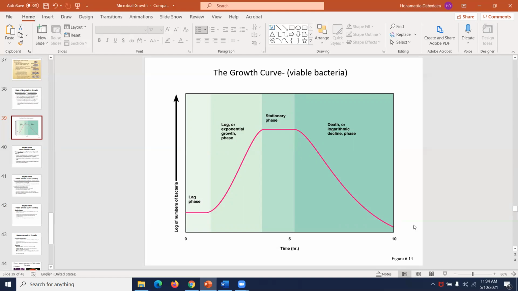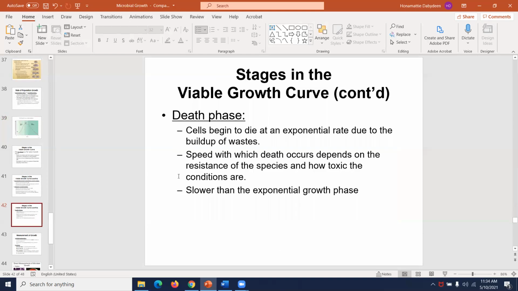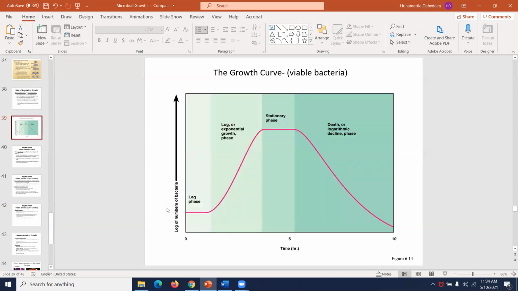Notice that not all of them die. It just turns out that some organisms in the death phase, some that can produce survival mechanisms, will try to evade these very unfavorable conditions, maybe by producing spores or something like that. And then when things improve again, they will start to multiply. All right? But that is basically what we call our growth curve.